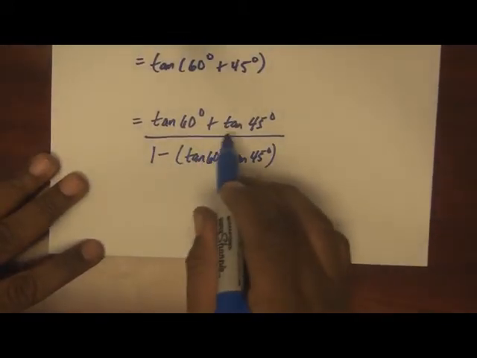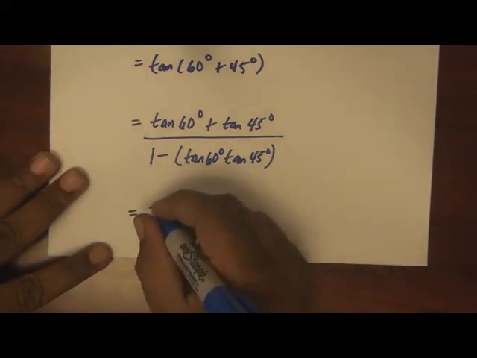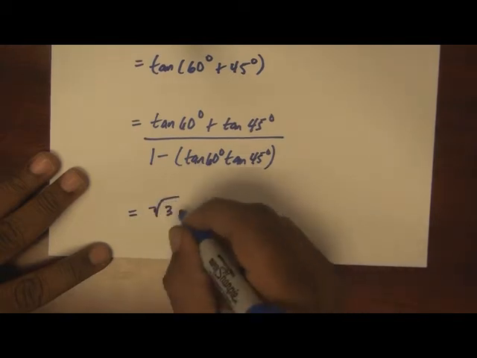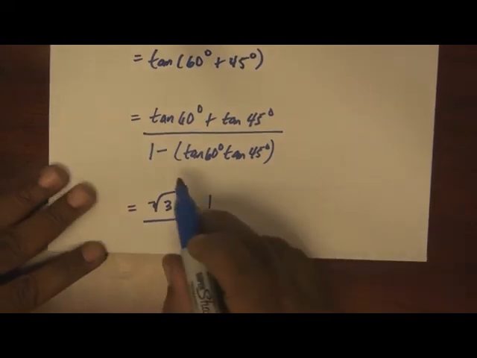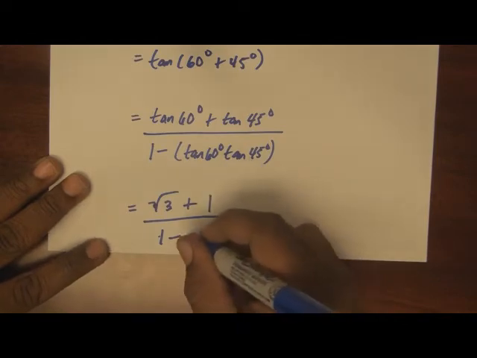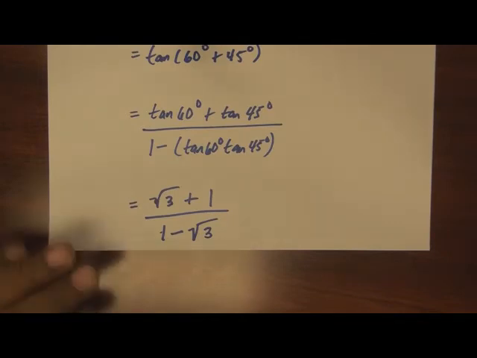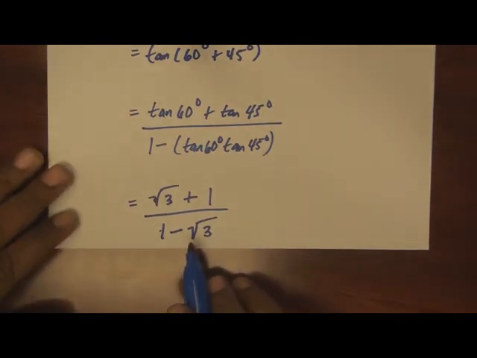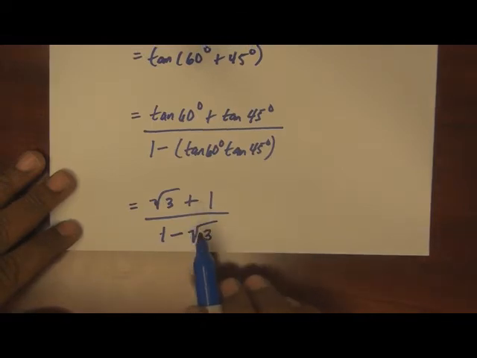I'll next pull out the values from our special angle chart. So the tangent of 60 degrees is square root of 3. The tangent of 45 degrees is 1. So we have square root of 3 plus 1 over 1 minus square root of 3 times 1, which is the square root of 3. The next thing I want to do is rationalize the denominator. In order to rationalize the denominator, I must multiply the numerator and the denominator by the conjugate of the denominator.